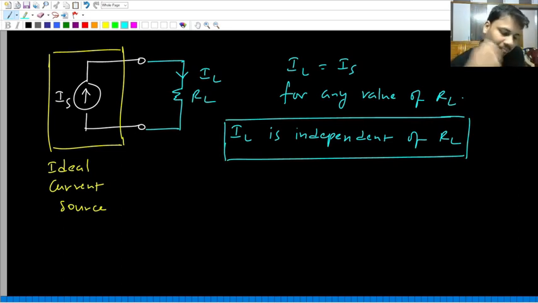Okay. So when will the load current, or the current through the load, be independent of the value of RL? Only when the load is connected across an ideal current source.